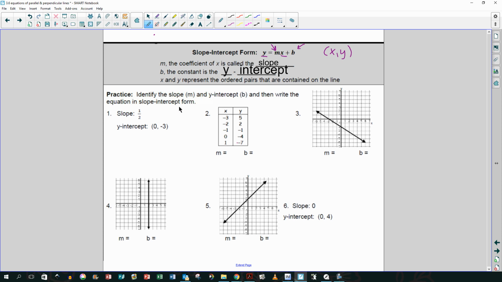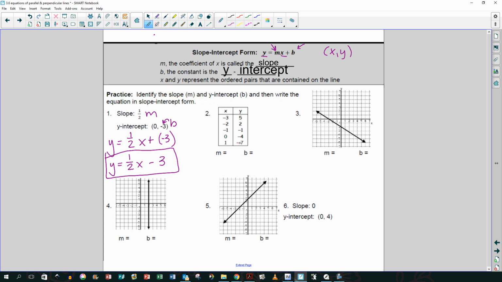All right, so identify the slope and the y-intercept, and then write the equation in slope-intercept form. So my slope and my y-intercept. The equation is y equals mx plus b. Well, obviously we're not going to leave it like that because we need to simplify it. So y equals 1/2 x minus 3. This would be your final equation.